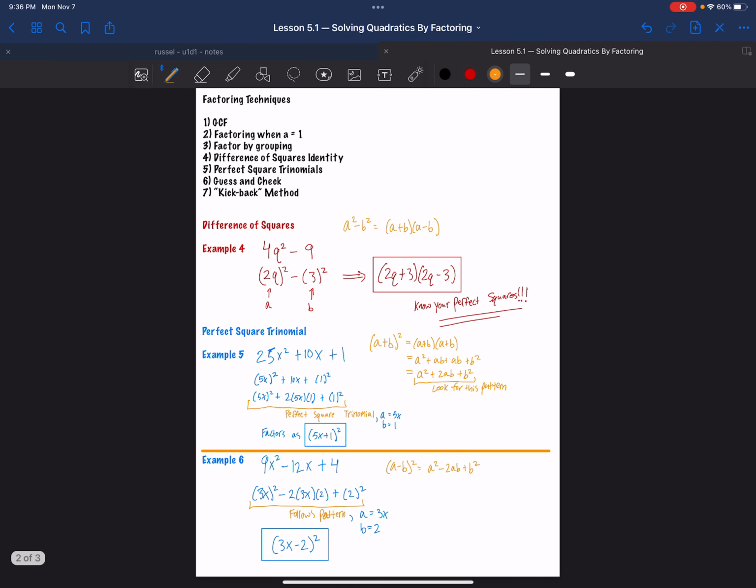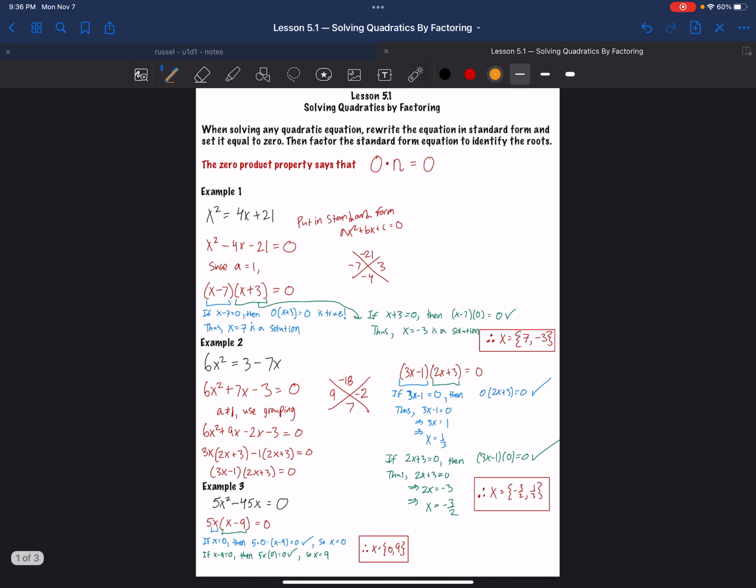I hope you've enjoyed watching them, and there you go. You can now solve quadratics by factoring, and that pretty much covers all our bases.